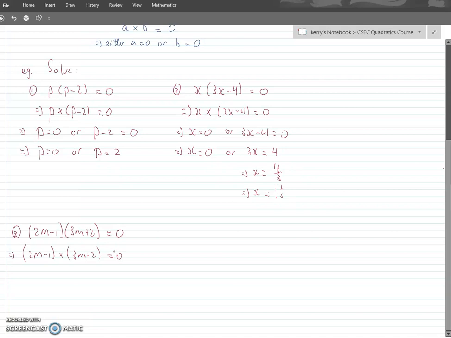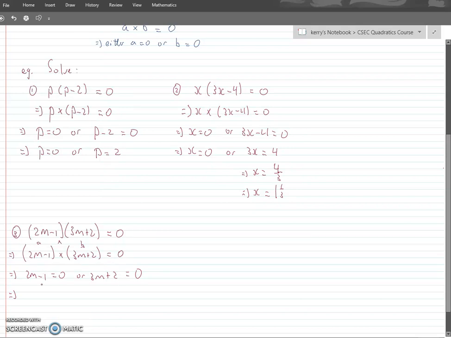2m minus 1 times 3m plus 2 is equal to 0. So what this gives us, this is like A times B. So either the first term A is equal to 0 or B is equal to 0. So this is either 2m minus 1 is equal to 0 or 3m plus 2 is equal to 0. So either the contents of the first bracket is equal to 0 or the contents of the second bracket is 0. If when they multiply, the answer is 0, that's the only way for this to be true.